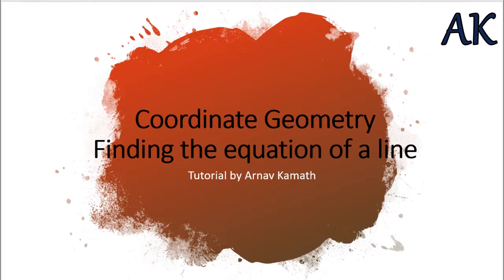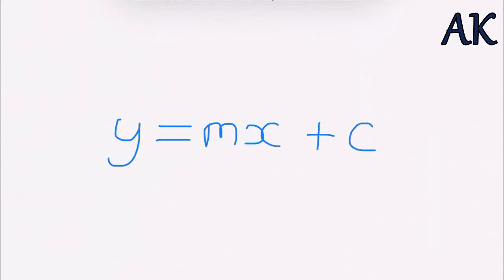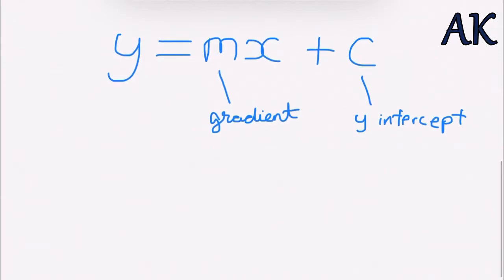So let's get started with the tutorial. Now let me introduce you to the structure of an equation. Every linear equation has the structure of y is equal to mx plus c. In this structure, m represents the gradient of the equation, and c represents the y-intercept. The y-intercept is the point where a line crosses the y-axis.